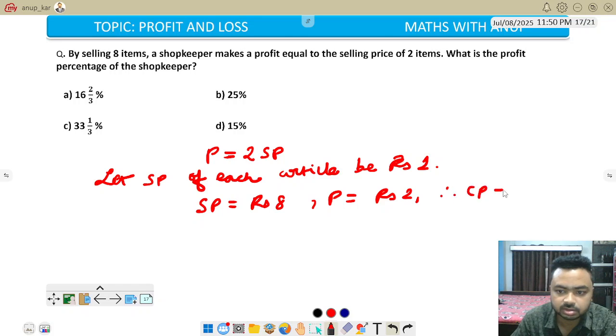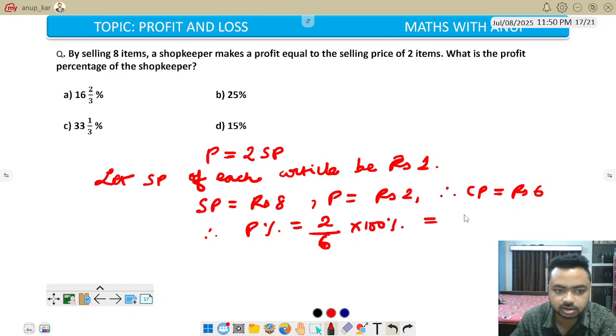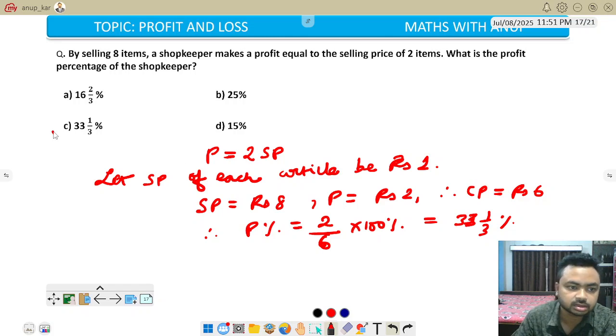Therefore cost price will be equivalent to selling price minus profit, right, which is equivalent to rupees 6. Therefore my profit percentage will be equivalent to profit, that is rupees 2, by cost price 6 into 100 percentage. So that is equivalent to 1 by 3 into 100 percentage, which is 33 1 by 3 percentage. I hope it is clear.